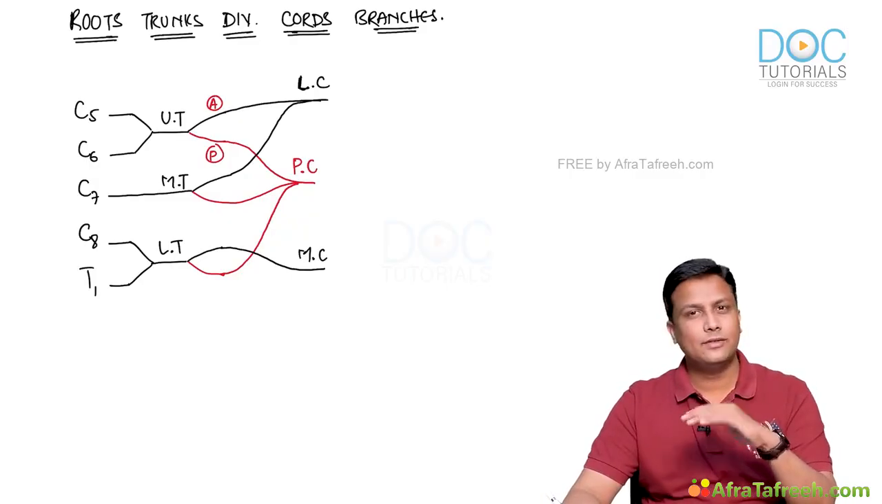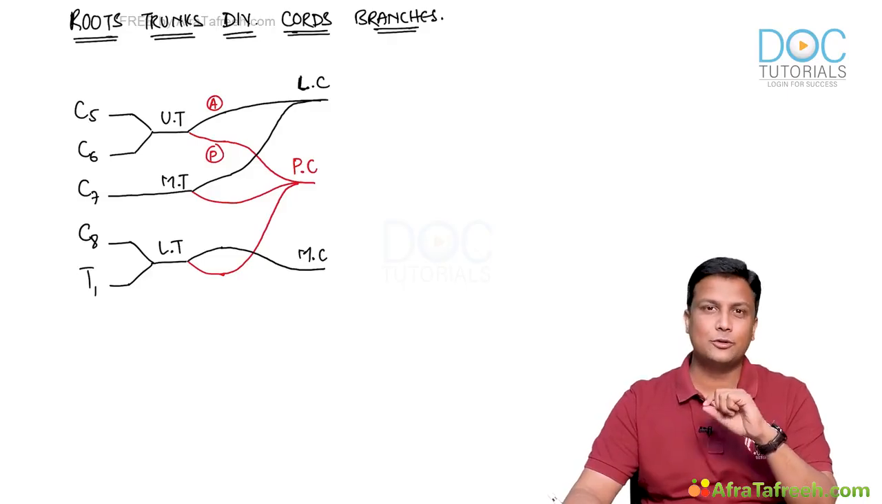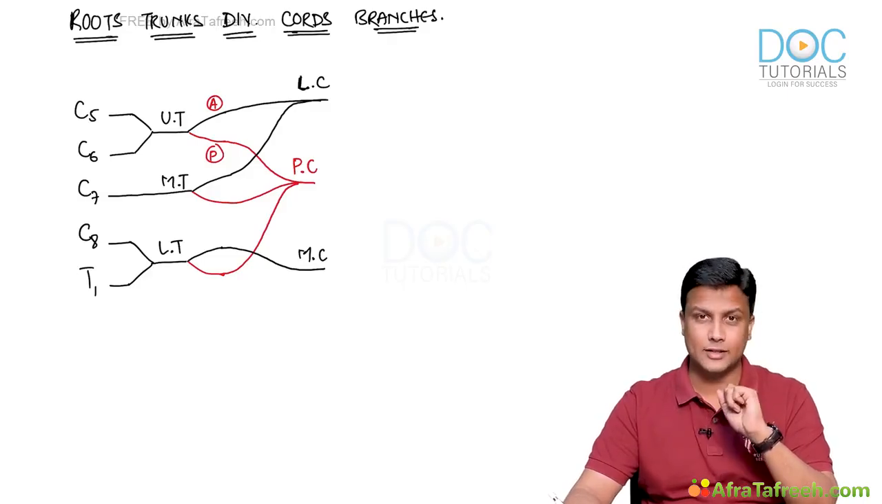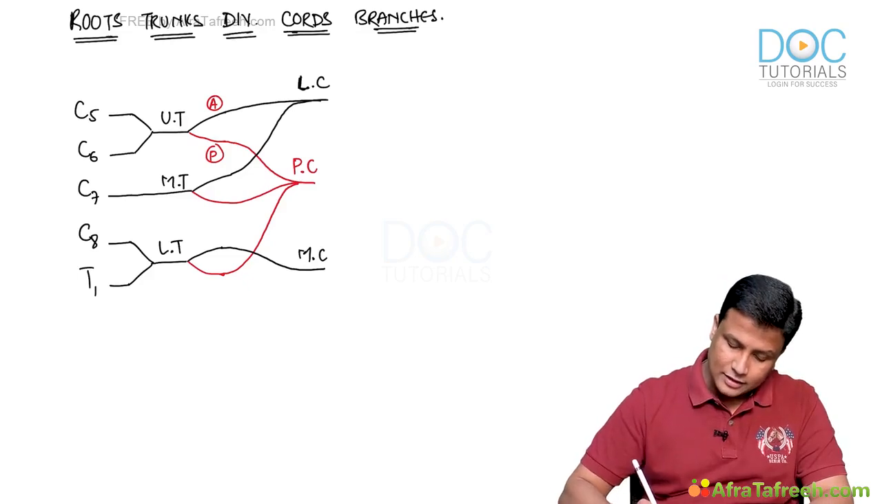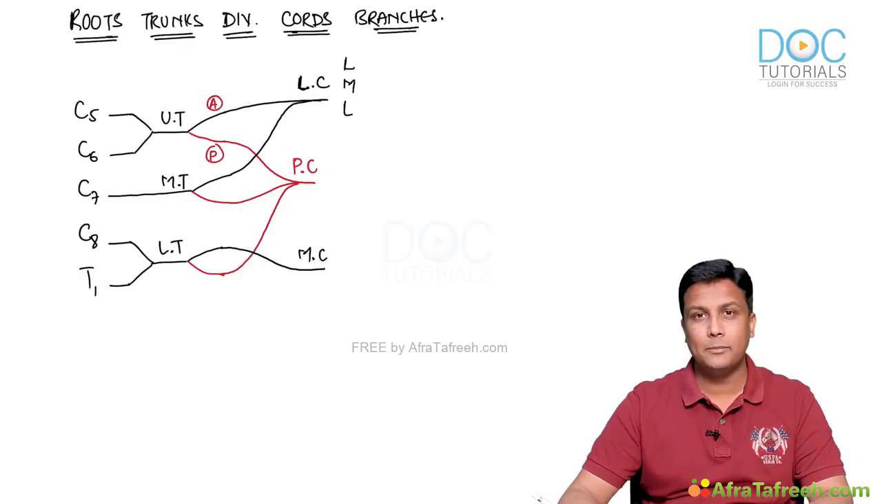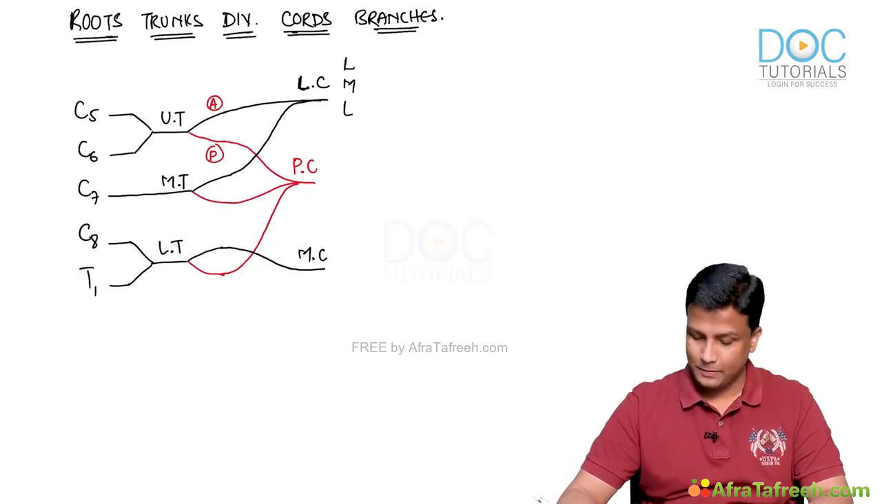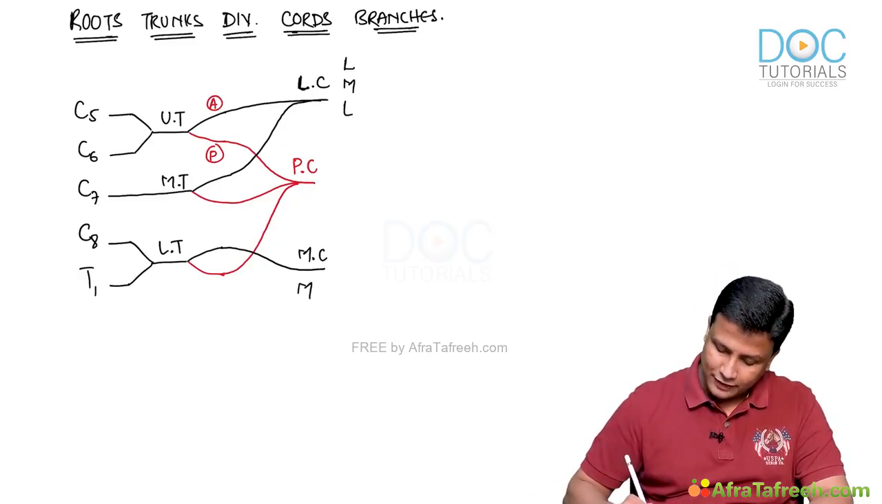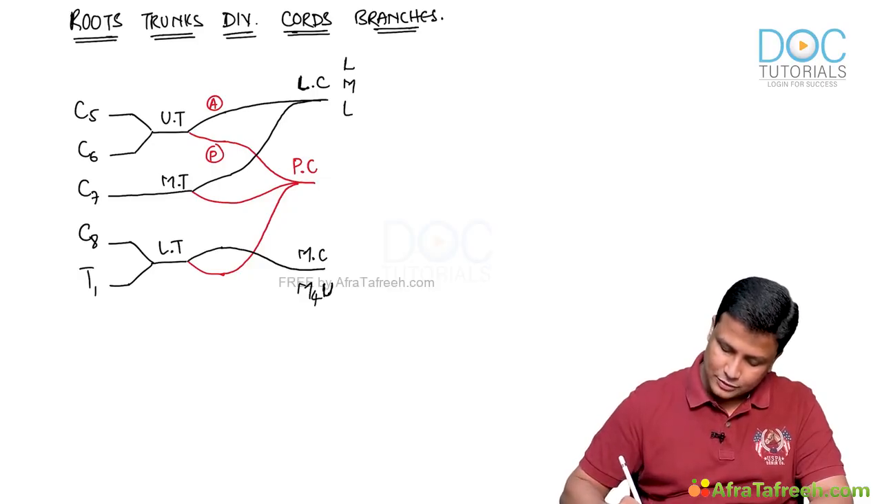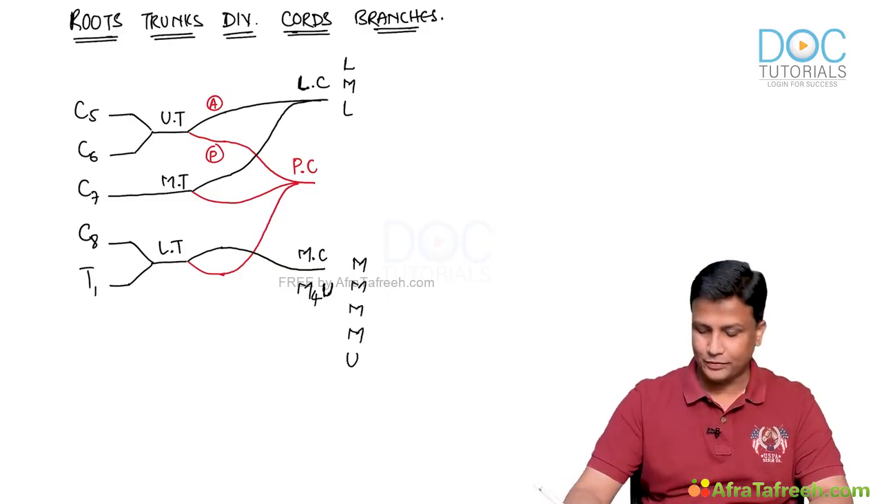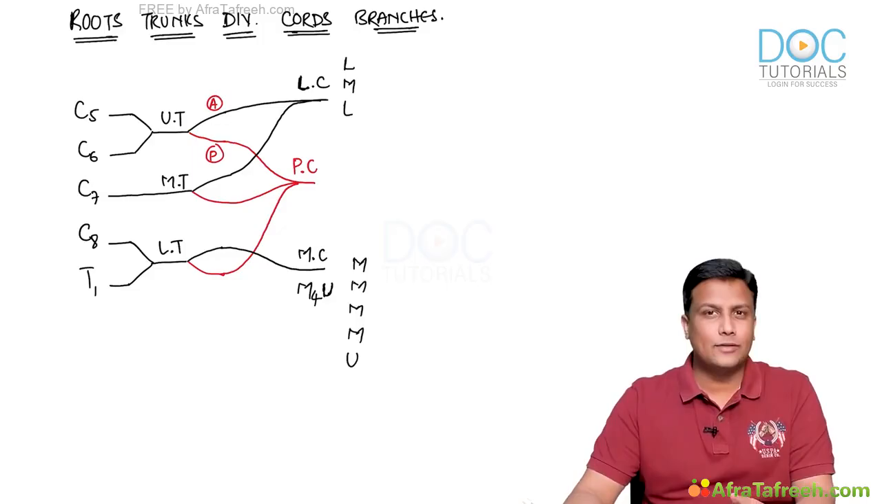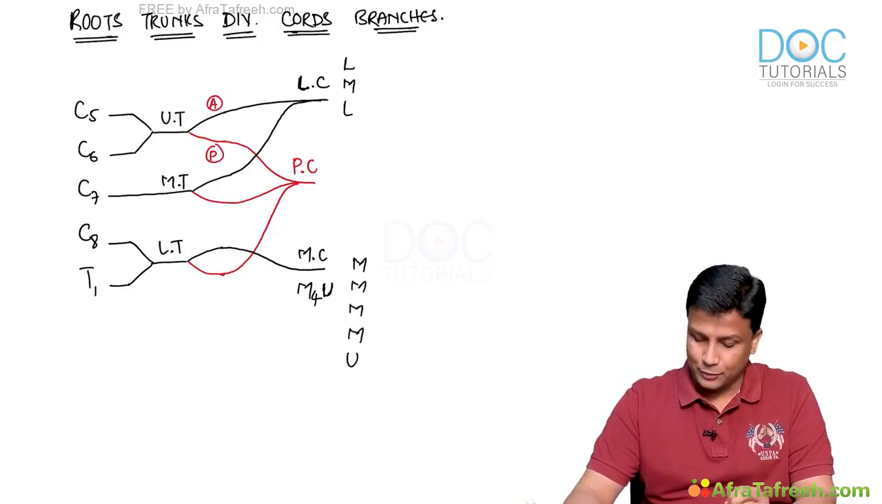Whatever branches are given from the chords, all these branches I'm going to first of all teach you with the help of mnemonics. Lateral chord will actually give you 3 branches, and those 3 branches we are going to learn as LML branches. Medial chord will give you totally 5 branches, and we are going to learn with the mnemonic as M4U. So there will be 4 M's and U, M4U. So lateral chord will give 3 branches, LML. Medial chord will give you 5 branches, M4U.